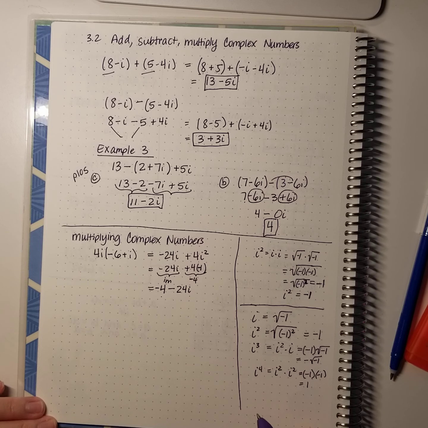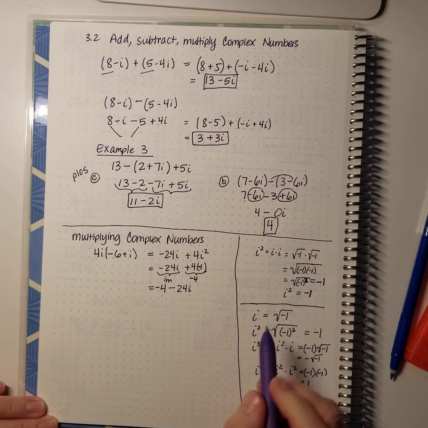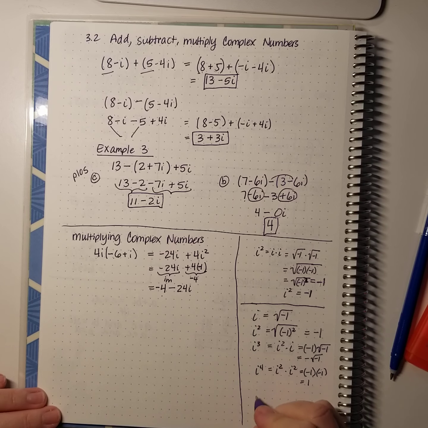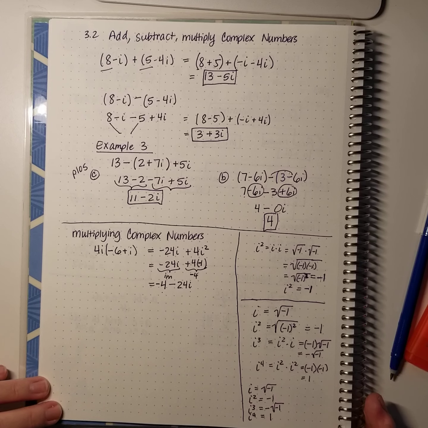And so at the end of the day, we've got these i to the first power, i squared, i cubed, and i to the 4th, and they follow this little rule: i is the square root of -1, i squared equals -1, i cubed equals negative square root of -1, and i to the 4th equals +1. All right, so that's something you'll get used to using as we do more problems here.